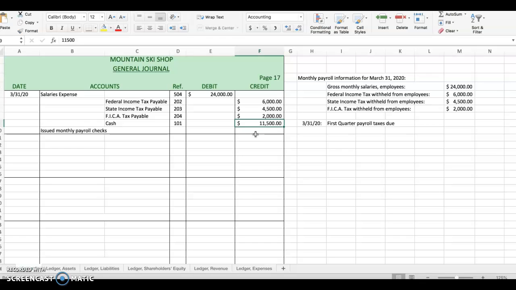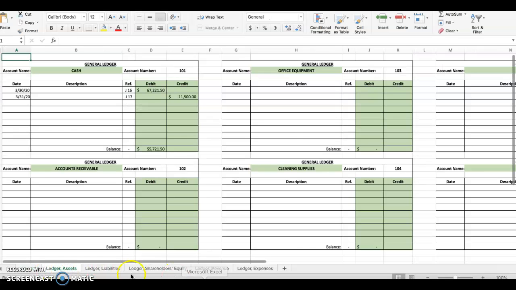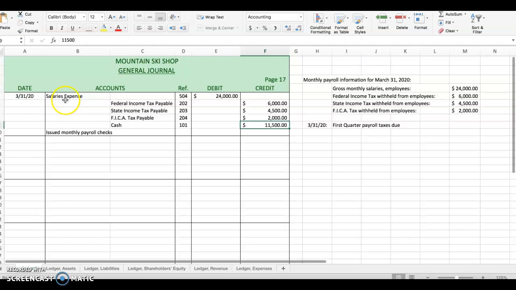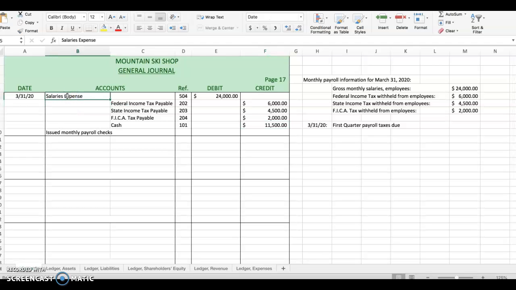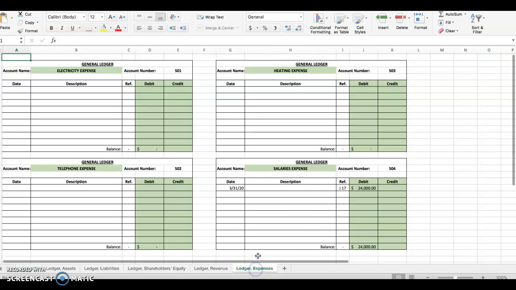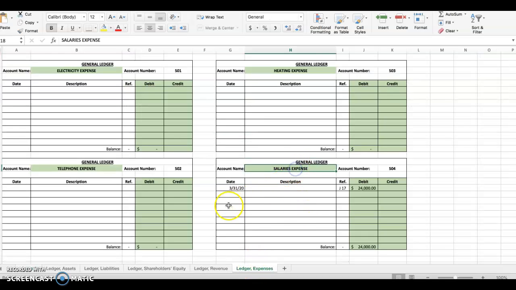And we're going to look at the ledger for just a moment to see how this ended up being posted. So salary expense is debited by $24,000. If we go to the expenses, find salary expense, you see that indeed on March 31st, it's already been journalized and posted. So there's a debit of $24,000.